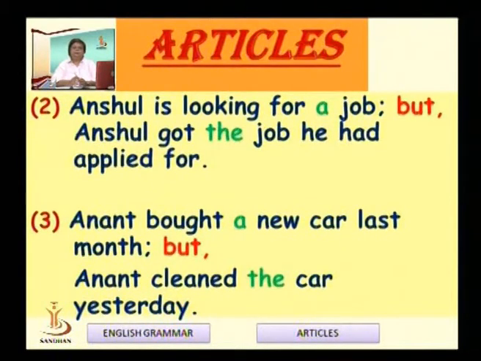Okay. Let's come to example number 3. Anant bought a new car last month. There are hundreds of cars being sold every day, every month. Out of those, Anant bought any one car. All right. But then look at the second part. Anant cleaned the car yesterday. Now this is important. So now we are specifying which car he cleaned. Which car are we talking about? The one that he cleaned. So therefore, when there is one particular thing, we always use the article "the".